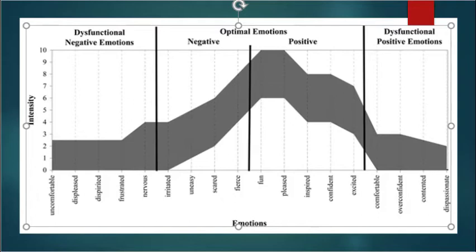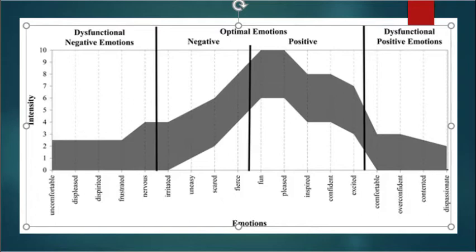Now let's take a look at the optimal emotions, both the negative and positive. So sometimes we get concerned that we feel uneasy or that we're scared or intimidated. Those feelings and emotions can actually have a positive effect on our performance if we can view them in the right way. Now, in the optimal emotions on the positive side, you can see that this individual found that fun, being pleased, feeling confident and excited actually were both positive emotions and positively correlated to their performance.